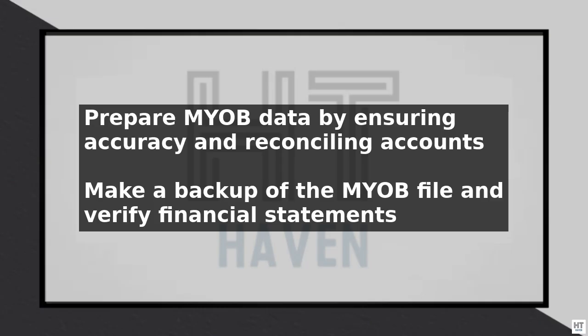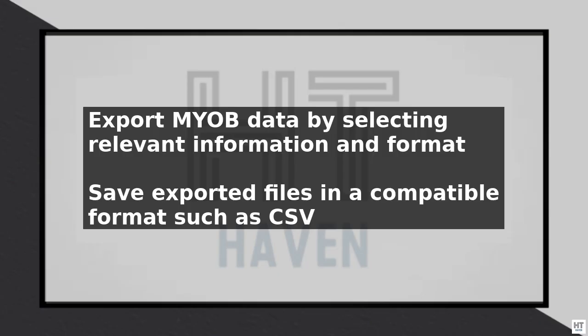Next, you will need to export your data from MYOB. This can be done by going to the File menu and selecting Export. Then choosing the relevant data to be transferred, such as chart of accounts, customers, suppliers, and historical transactions. You will need to save the exported files in a format that can be easily imported into Xero, such as CSV. Now you can start setting up your Xero account.